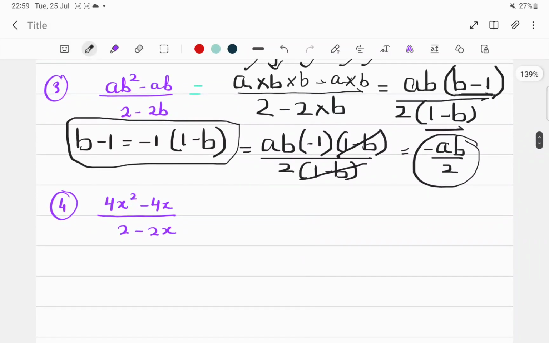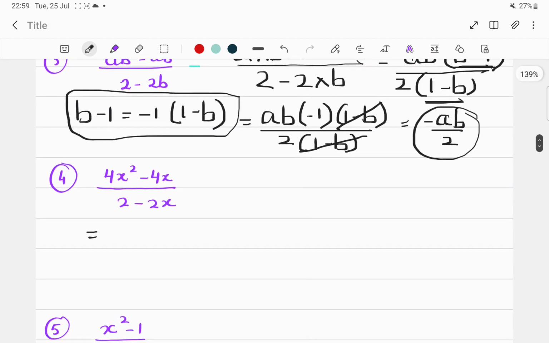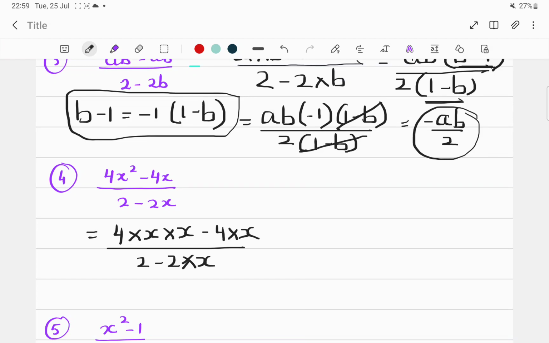Next question is 4x squared minus 4x over 2 minus 2x. In the same way, 4x squared means 4 multiplied by x multiplied by x, minus 4 times x, and in the denominator it is 2 minus 2 multiplied by x. As I see, in the numerator 4x can be taken as common, and then I will be left with x minus 1. In the denominator 2 will be taken as common, and then it is 1 minus x.